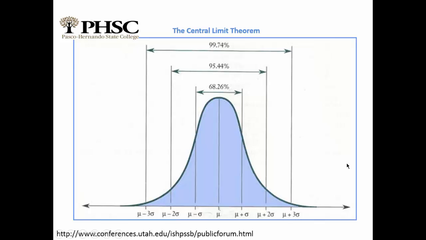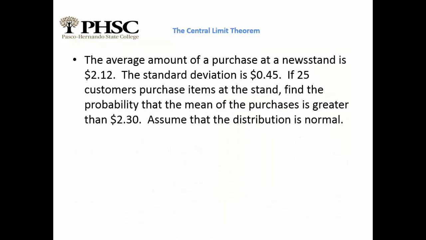Again, the central limit theorem allows us to use the 68, 95, and 99.7 information that we used previously, where 68% of the data points will be within plus or minus 1 standard deviation, 95% will be within plus or minus 2, and 99.7% will be within plus or minus 3 standard deviations from the mean.